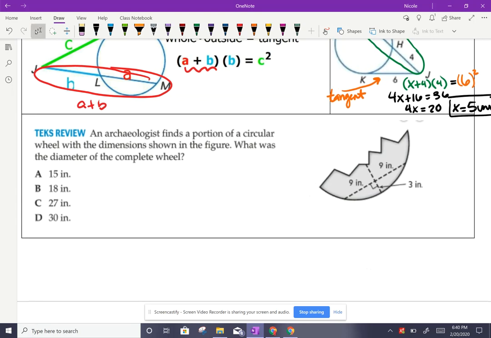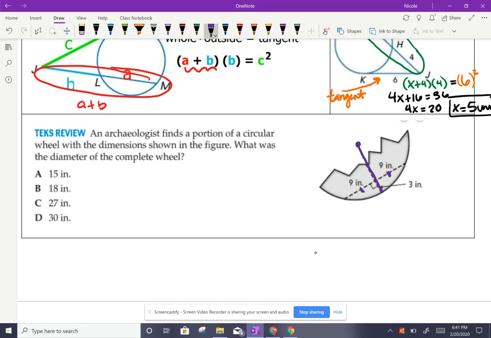So an archaeologist finds a portion of a circular wheel with the dimensions shown in the figure. What was the diameter of the complete wheel? So I'm looking for the diameter. In order to have the diameter, I'm definitely going to need to find the radius. So I am going to look at this piece that's provided for me. I can see I have a chord of 9 and 9, so it's split, it's congruent. And I've got some magical piece that's going to give me the radius.